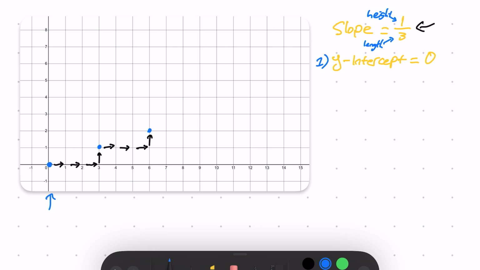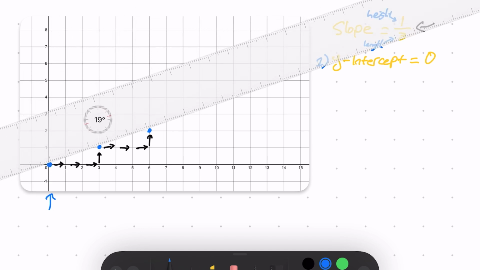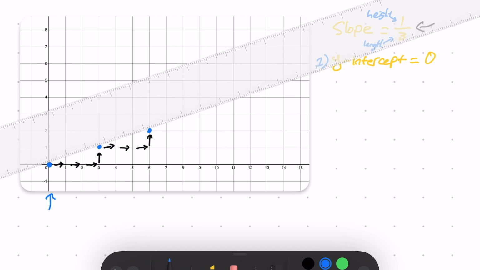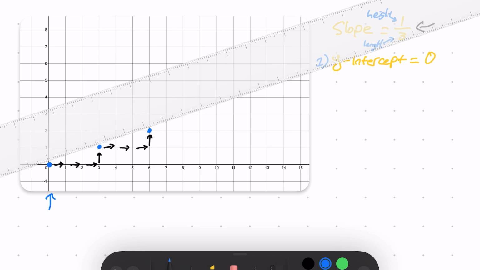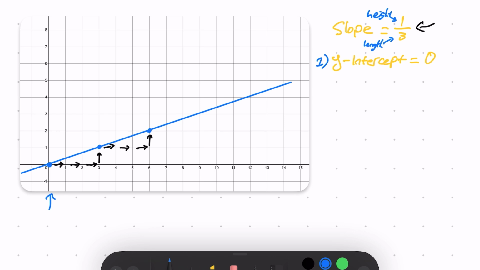So now that I have 3 dots there, I will grab my ruler. I will position it so that we will get all 3 dots. And I'll see if I can draw a nice straight line. Like that. And that line goes through all 3 dots. So it is the linear graph that has a slope of 1/3 and has the y-intercept at 0.